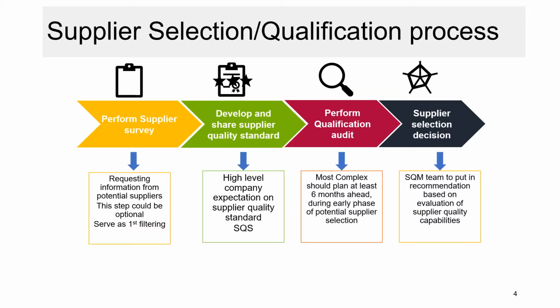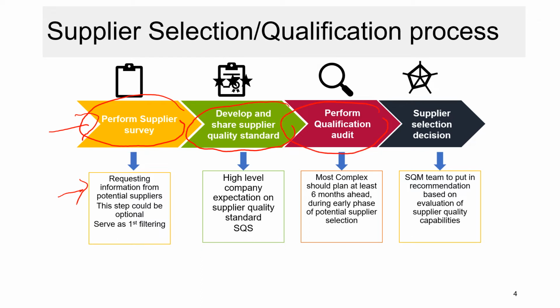Let's look at the supplier qualification and selection process itself, starting from performing a supplier survey. This is a high-level type of survey to request information from potential suppliers. This step could be optional and could serve as a first-level filtering. Second, develop and share supplier quality standards, which is a high-level expectation from your company on suppliers' quality standards.